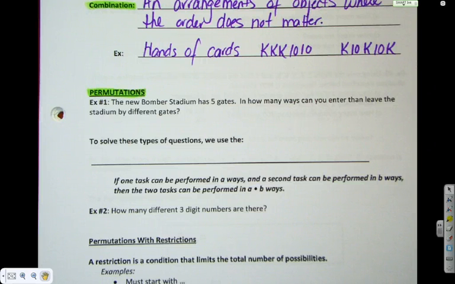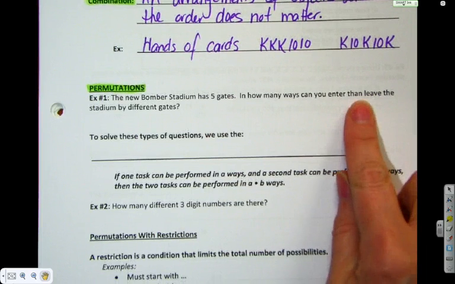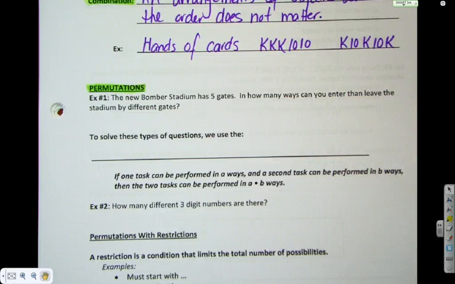So read to read: the new Bomber Stadium has 5 gates, and how many ways can you enter and then leave the stadium by a different gate? This should be "then", not "than". I am not your English teacher. Yes, he has sent me many nasty emails about my typos.